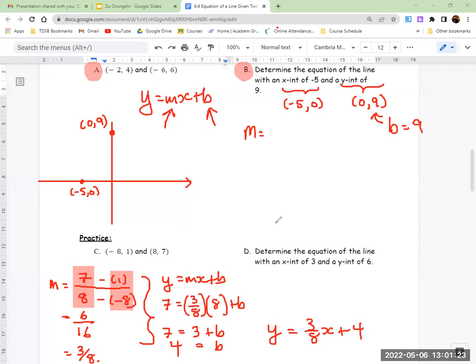So, again, this question is really nice in that it gives you the y-intercept, but you still have to find m, y over x minus y over x. That's a 9 over a 5. So my equation, I don't even have to plug anything in. It's literally 9 over 5x plus 9. How nice is that? I don't have to calculate b because it's actually given to you.